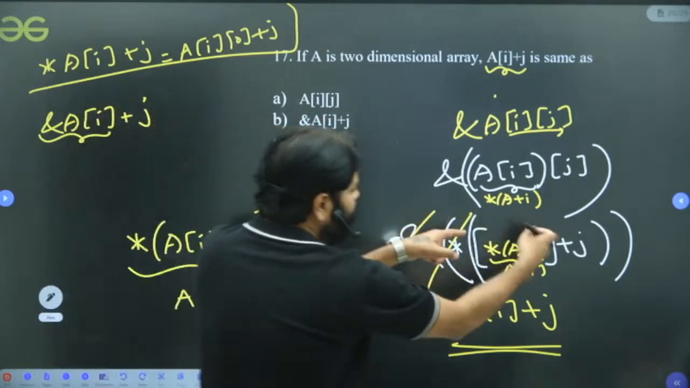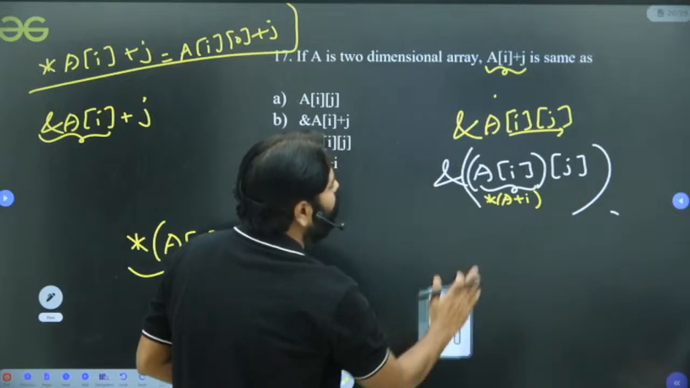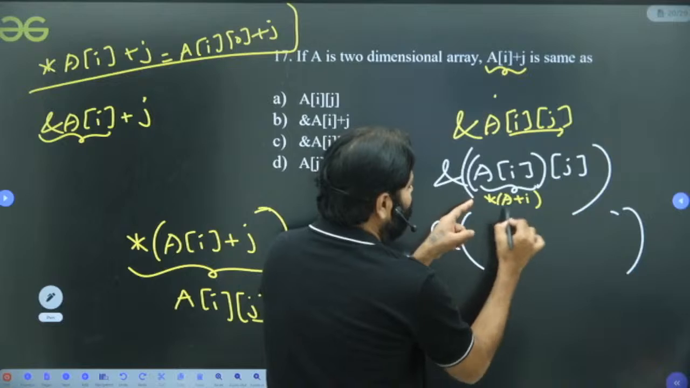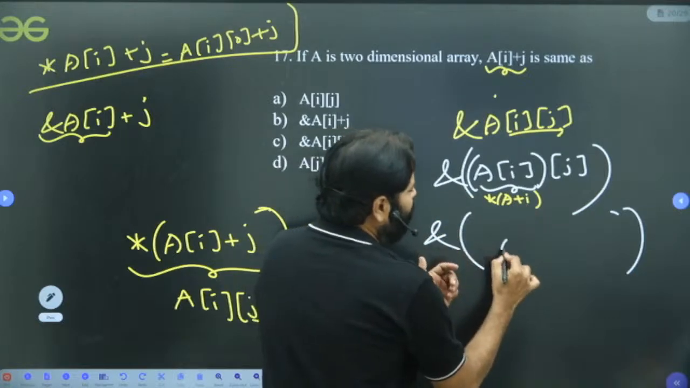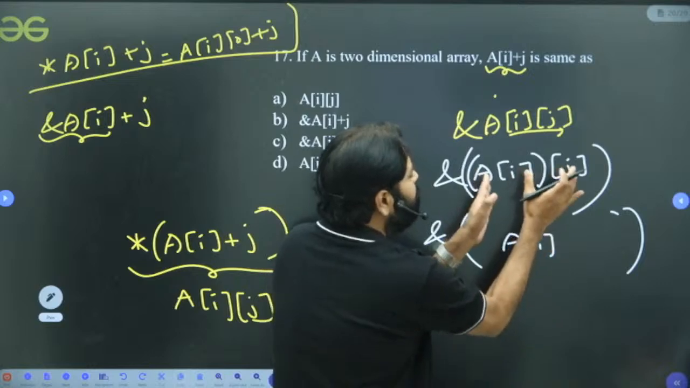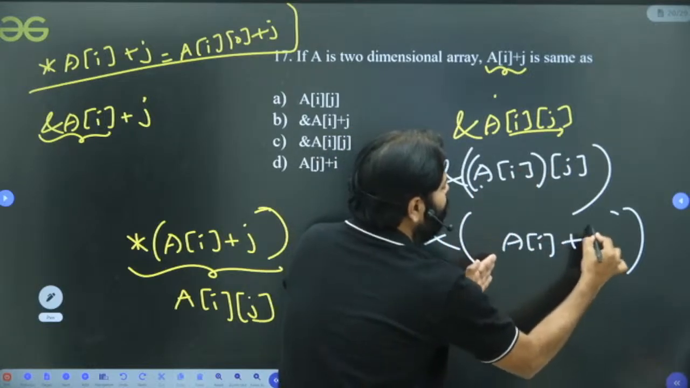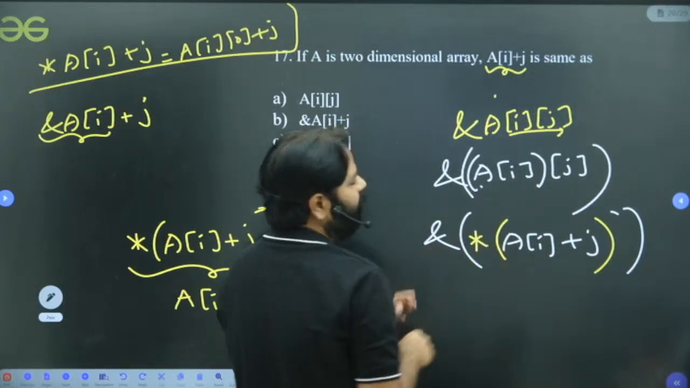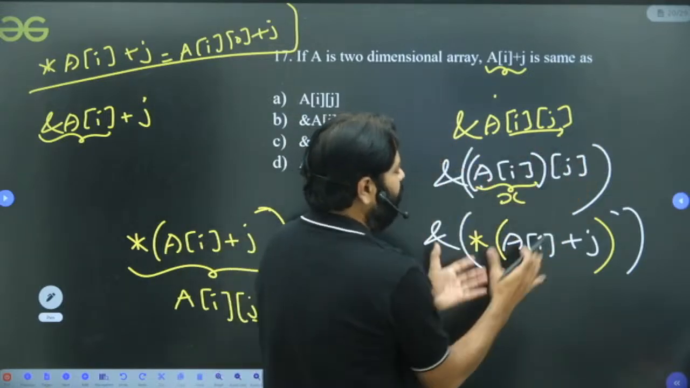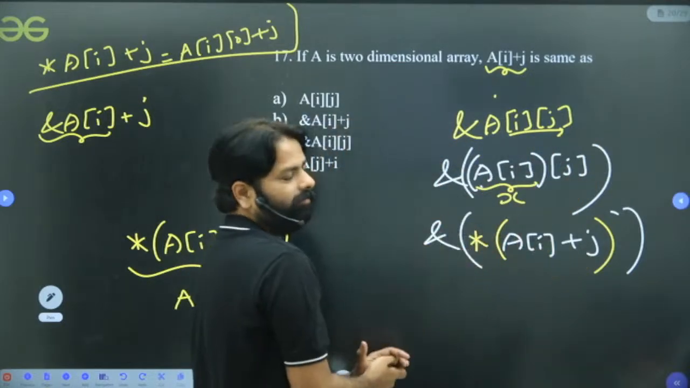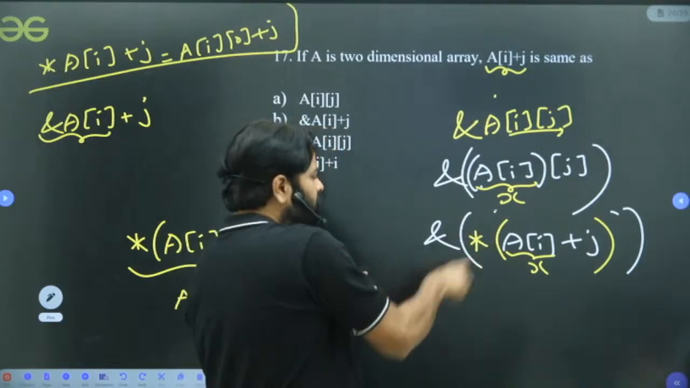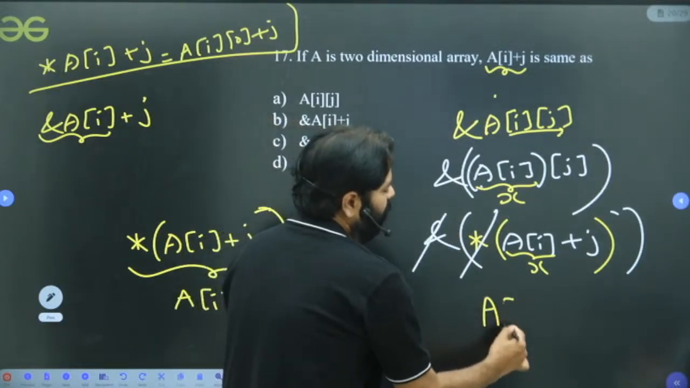And especially this j, you might be confused. First let me write ampersand here. I'll keep this as A of I only, not a problem, right? I'll keep A of I. Why do you want to simplify? A of I, I'll just simplify it, plus j and star. Can I write that? If I have x of j, I can write it like star of x plus j. Understand? Now this star ampersand, you cancel it, A of I plus j.